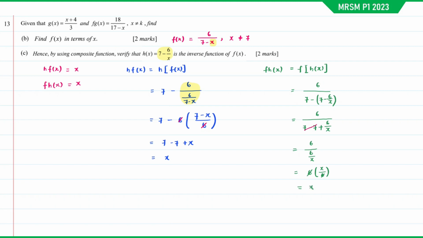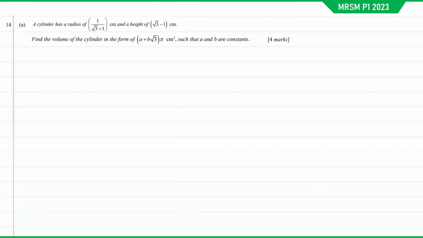As the answer for both composite functions is equal to x, then function h is the inverse of f.